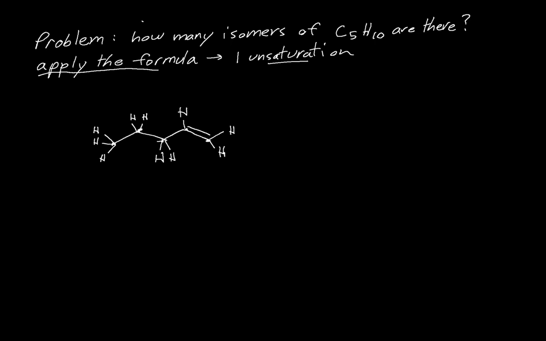So that's one way, but I really wouldn't normally draw it all like that. To be honest, I would do this to begin with. So it might take some practice, but you want to get to this point. So we have an alkene. There's our one unsaturation in the form of a double bond. Now, to figure out how many isomers there are, I would put the double bond in a different place. So that's a different molecule for sure.